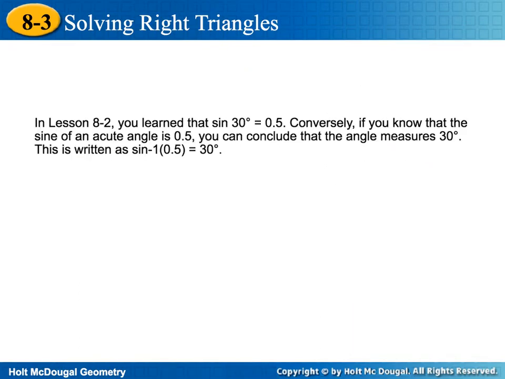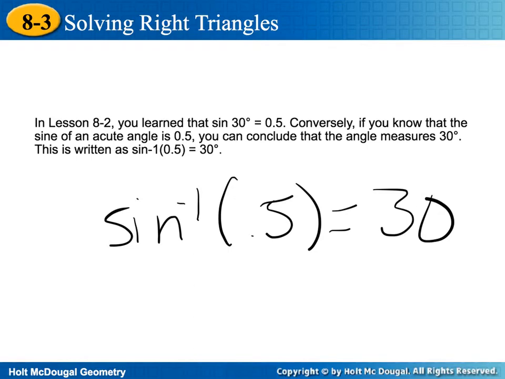All right, lesson 8.2, you learned that the sine of 30 degrees equals 0.5. Conversely, if you know that the sine of an acute angle is 0.5, you conclude that the angle measures 30. This is written as sine to the negative 1 as an exponent, of 0.5 equals 30.